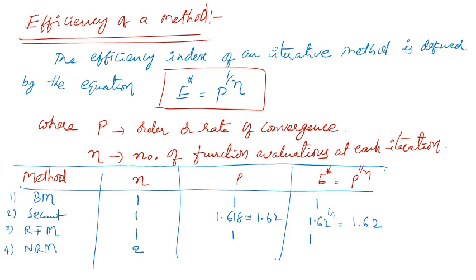Right? And what is the order of convergence? It is also 2. So what is E star? P to the power of 1 by n, 2 power 1 by 2, root 2. Root 2 means what? 1.41. And the fifth one, let me write the next slide.